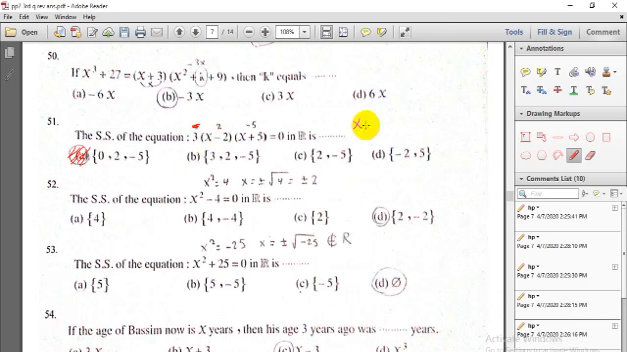Remember how to solve it? x minus 2 equals 0, so x equals the opposite of negative 2, which is 2. And here also x plus 5 equals 0. The 5 will go to the other side with minus, so x equals negative 5. So my answer is 2 and negative 5, which is C.